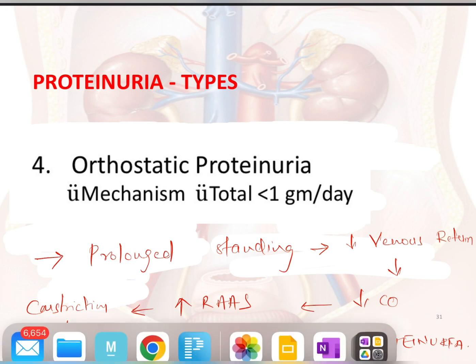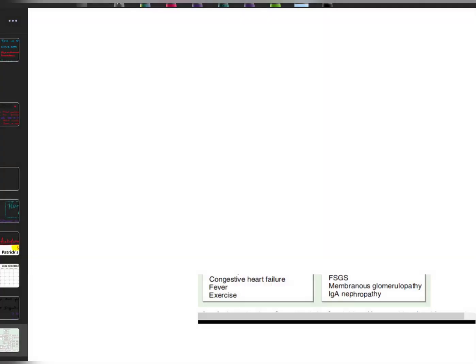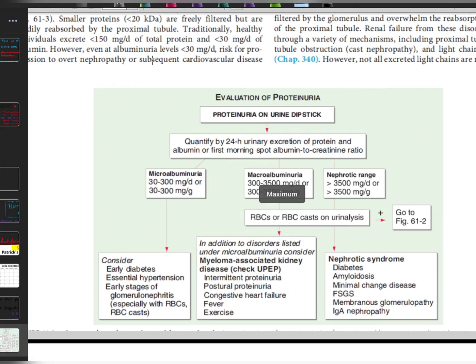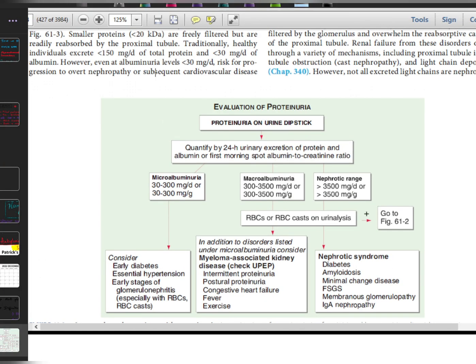So now coming to how to approach. When a patient comes to you with proteinuria detected by urine dipstick, as you know, it's not specific. It only detects albumin, but doesn't detect other proteins, like in multiple myeloma, it won't detect the Bence Jones proteins. So when you find protein on the dipstick, you have to do albumin quantification. How do you do it? There are two methods.